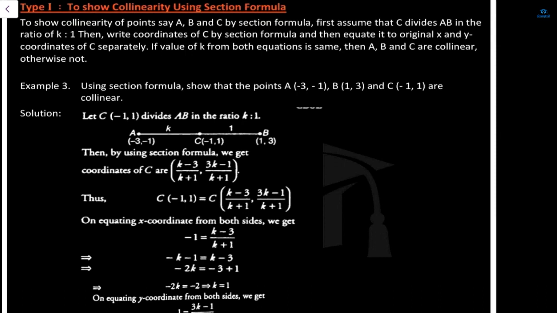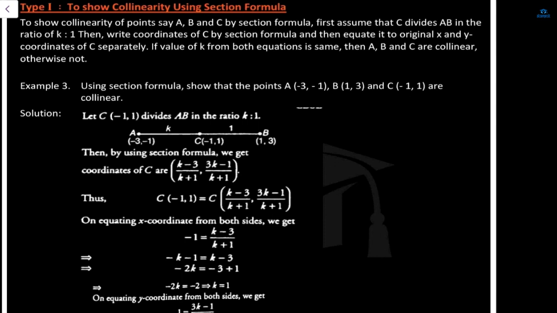So A, B, C. You take A, B, and C, marked anywhere. Now you will take the ratio. We are going to assume the ratio as K is to 1. After that, we'll write the section formula. The point C is already given, using the ratio K is to 1.